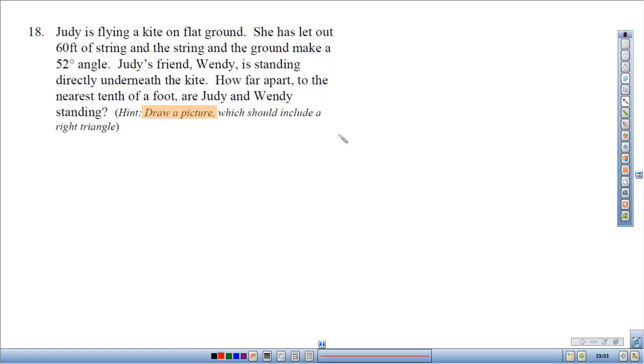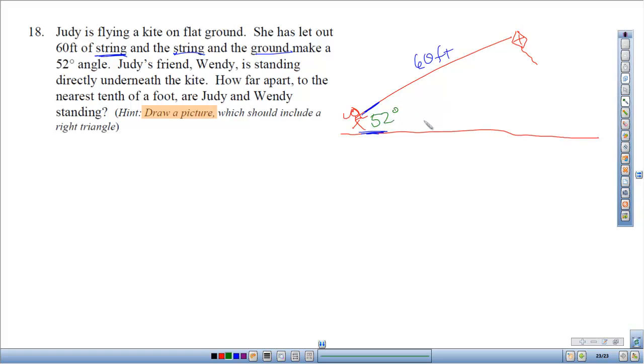So I'm going to start drawing my picture. Here's my flat ground. Here's Judy. And she's flying a kite. Okay, she has let out 60 feet of string. All right, so maybe I can already label that 60 feet of string. Well, what in this picture is the string? Well, there it is from the kite to her hand. That's 60 feet. So let's label that up. And the string and the ground make a 52-degree angle. So this angle right here must be 52 degrees.